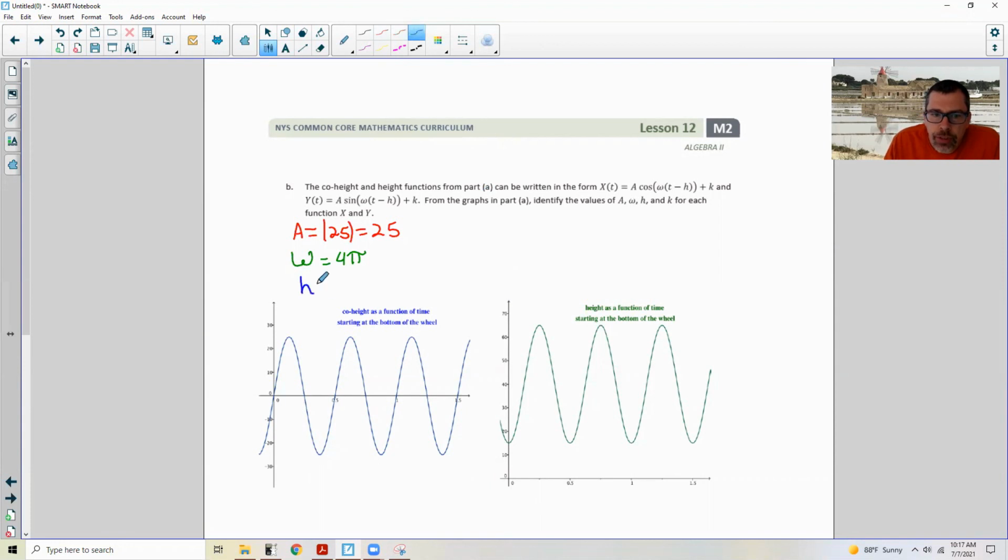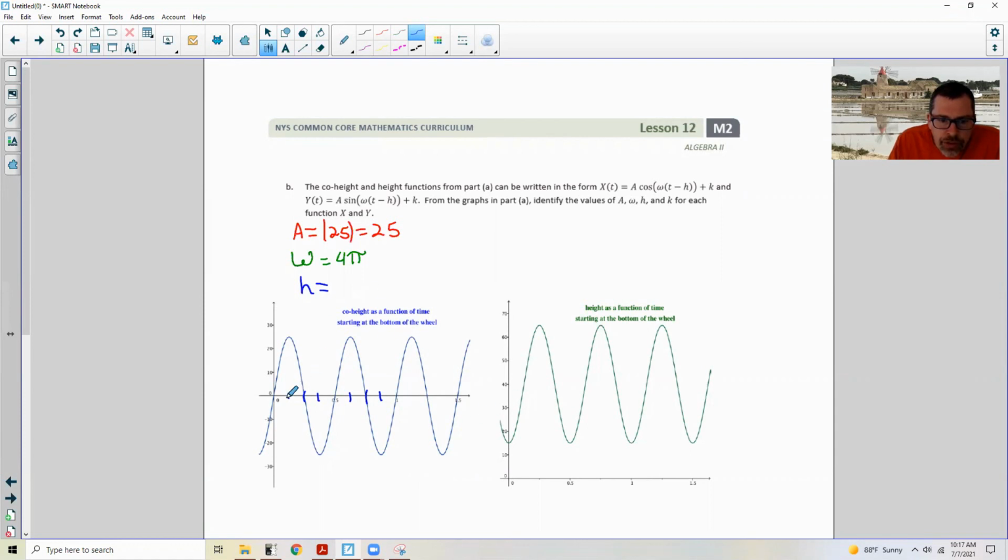H is going to equal a phase shift of pi over 2. We're talking time now. So this is 1 minute, this is 30 seconds, this is 15 seconds, so this is 7.5 seconds. So if I split this up like so, that's 1, 2, 3, 4, 5, 6, 7, 8.